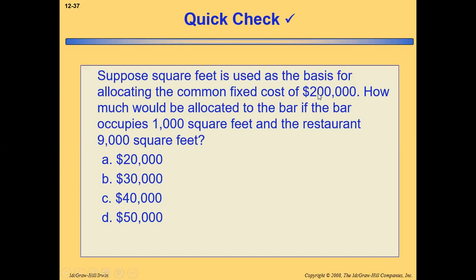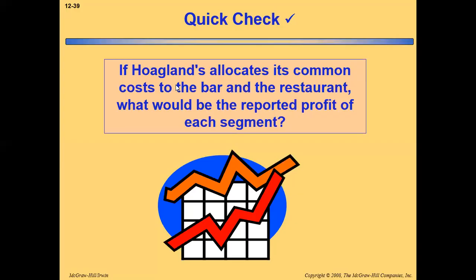200, right? 200. And now for the bar it is 1000 square feet, so that means 1000 into 200. Clear? If Hoglands allocate its common cost to the bar and the restaurant, what would be the reported profit of each segment? So very simple from this discussion, that is common fixed cost means that you actually do not know how to allocate this cost. You actually cannot appropriately allocate this cost to the different division. So that's why you'll keep it as a common cost.